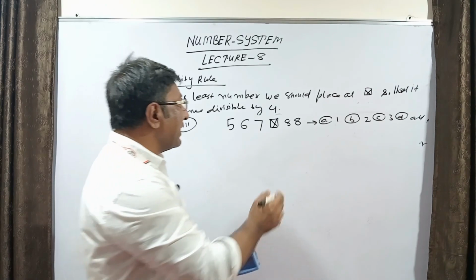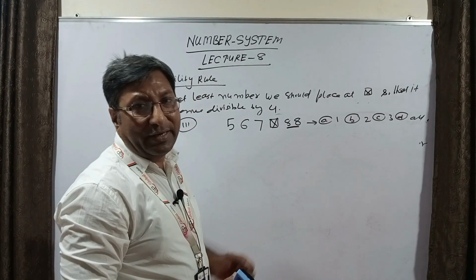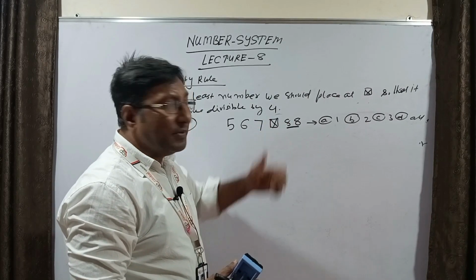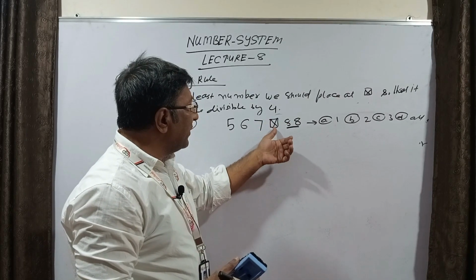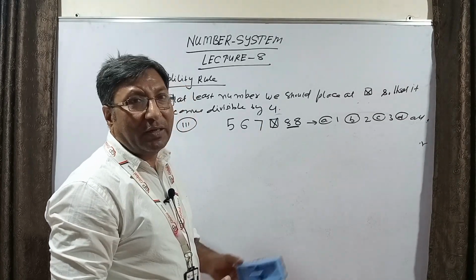So our technique is only focused on the last 2 digits. Here 88 is already given. 4 twos are 8, 4 2. This 88 is divisible by 4. So any number we put here, no problem. Our number will be divisible by 4.